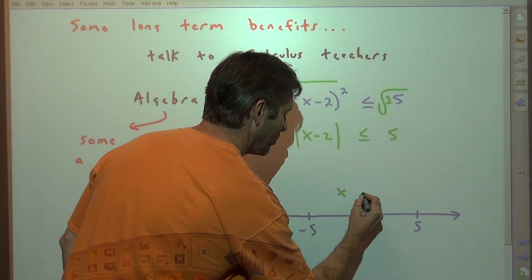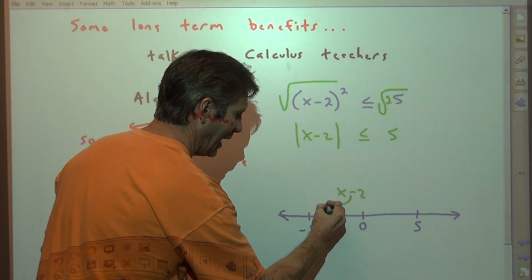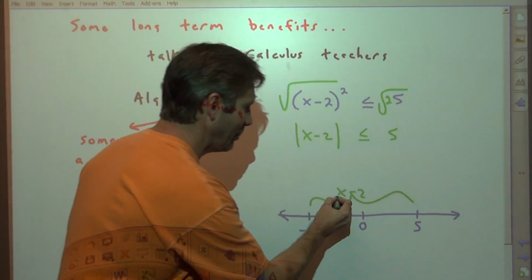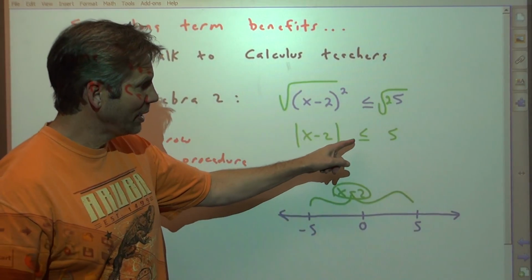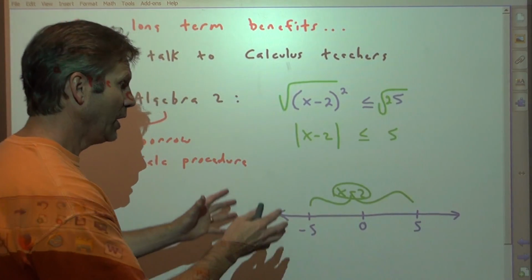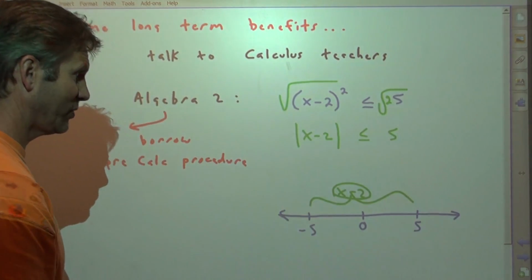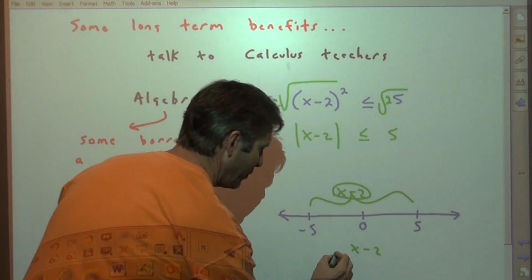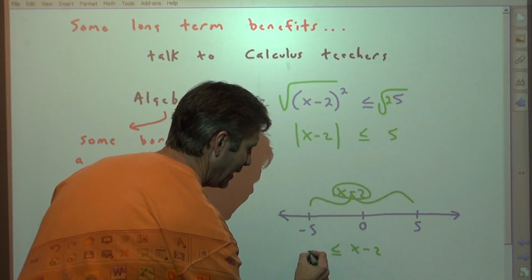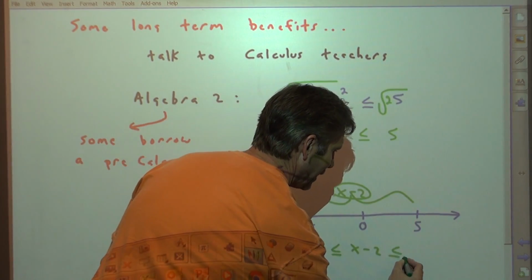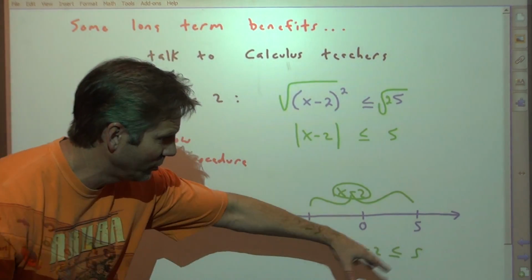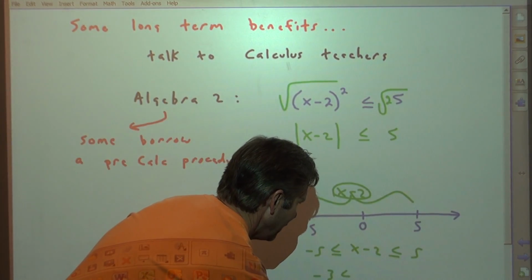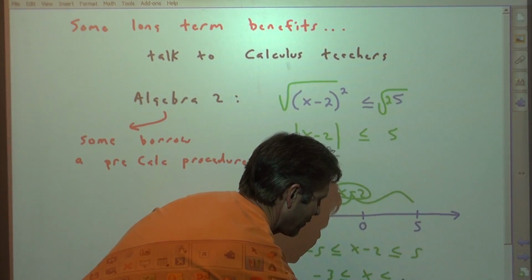So where can x minus 2 be? It can be anywhere from -5 to +5, because that quantity right there has to be at most 5 units away from 0. We can see where x minus 2 would be. And now we can write a compound inequality. Where is x minus 2? Well, that quantity has to be nestled in between the -5 and the +5. Now just add 2 to all three parts of that inequality, and we get that -3 is less than or equal to x, which is less than or equal to 7.